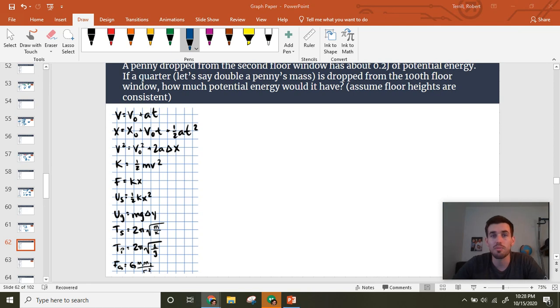All right, a penny's being dropped from the second floor window. We know how much potential energy it has. Now, if we have a quarter, and we're going to be generous and say it's exactly double the penny's mass, if we drop it from the 100th floor window, how much potential energy would it have? And again, we're going to make an assumption here that the floor heights are consistent.